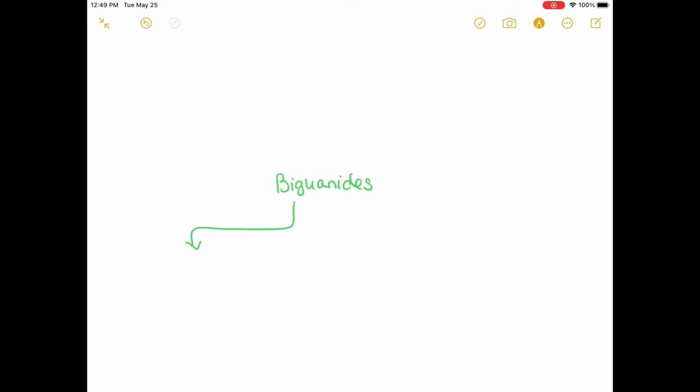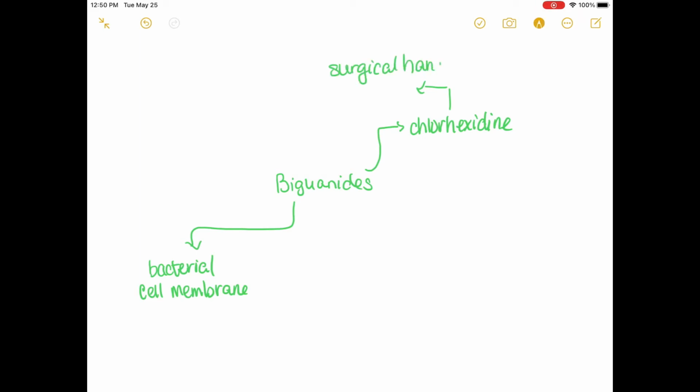Biguanides. Their mode of action is affecting bacterial cell membranes, and we see an easy victim, gram-positive bacteria. They can also be effective against gram-negative bacteria. An exception is Pseudomonas. Biguanides are not sporicidal, but can attack the envelope of viruses. An example of a biguanide is chlorhexidine, which is used on the skin and mucous membranes to control microbes.